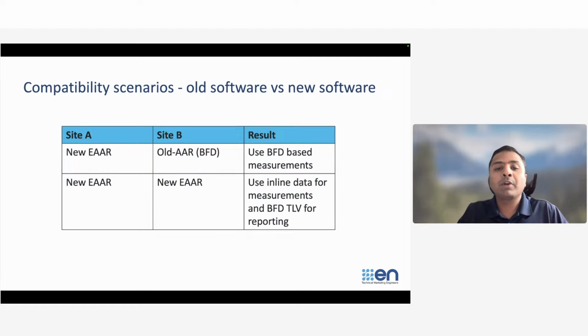So again, just in a tabular format. If you have a site A that's running enhanced application aware routing, imagine that's a head end site, and you have site B, which is the remote, running application aware routing using BFD metrics, the result is that we will use the BFD based measurements on both sides. Likewise, if site A and site B are both configured for enhanced application aware routing, then we use the inline data packets and BFD for reporting.